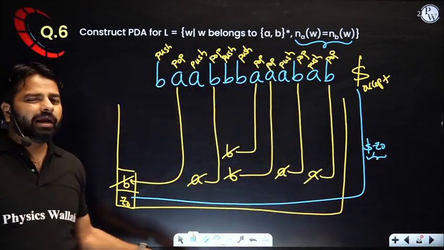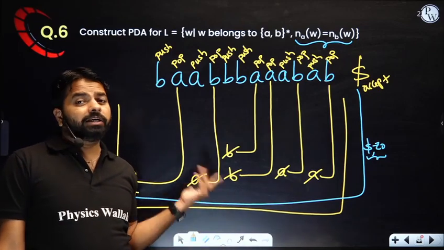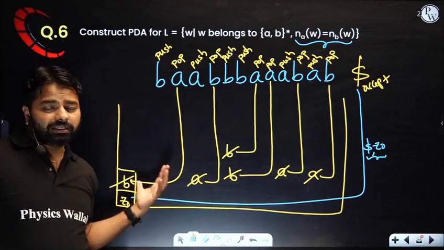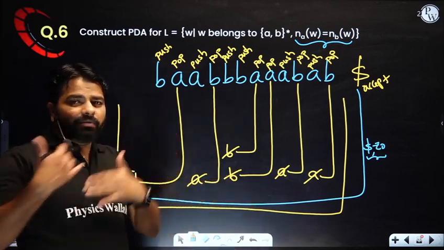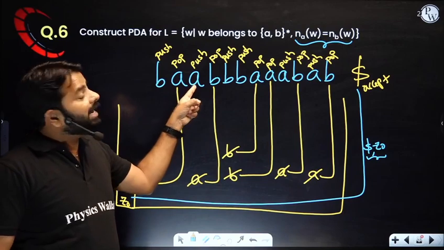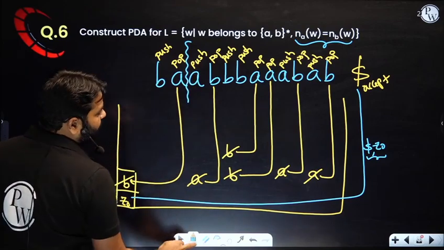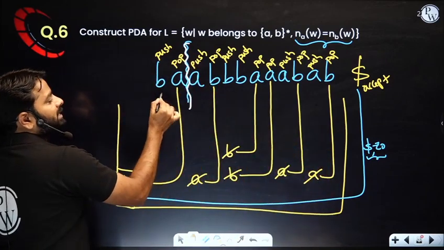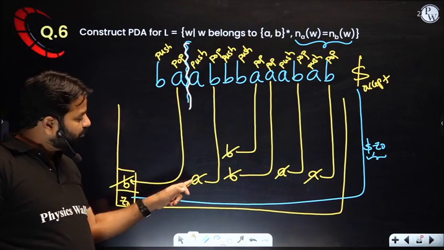If dollar comma A, or dollar comma B, we don't accept, because dollar comma A represents A is more, dollar comma B represents B is more. Whoever is more, that will be left on the stack, because we guarantee that if anybody comes extra, we are pushing it. Like, first B we got and A we popped, then an extra A came. See, at this point of time we have equal A's and B's. That's why the stack was empty when A comes. That's why we pushed A.